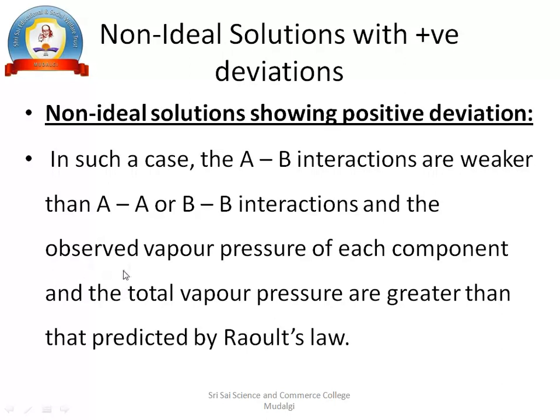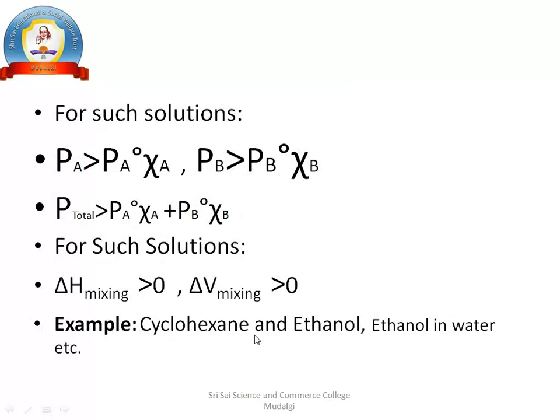That means whatever vapor pressure is observed in the individual components, that is component A and component B, and the total vapor pressure, are greater than what is seen in the Raoult's law equation. Now, for such a non-ideal solution with positive deviation, the individual components' force of attraction is greater than that of the mixed solution. So PA will be greater than P naught A into mole fraction of A, and similarly PB is greater than P naught B into mole fraction of B.